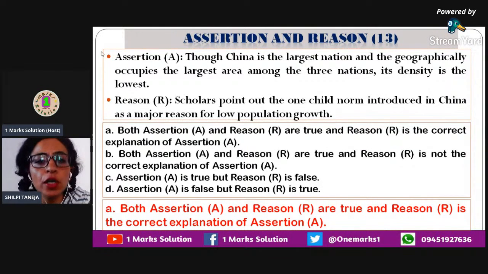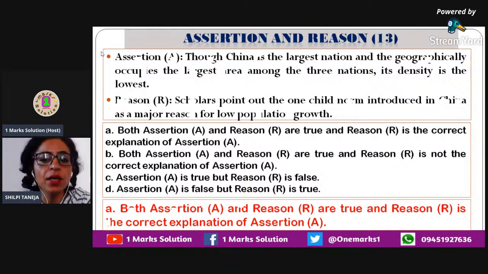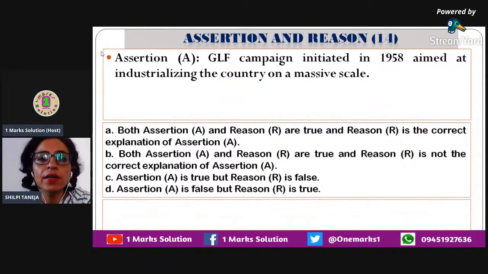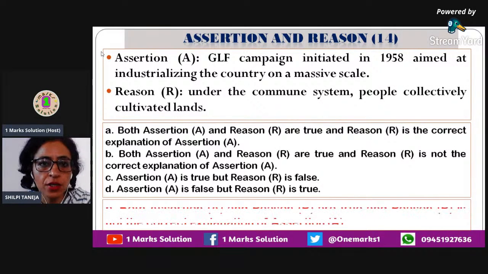Reason says, scholars point out the one child norm introduced in China as the major reason for low population growth, which is again true. That's why they have less density over the area. So reason is the correct explanation of assertion. So we'll go for option A, where assertion and reason both are true, and reason is the correct explanation of assertion.